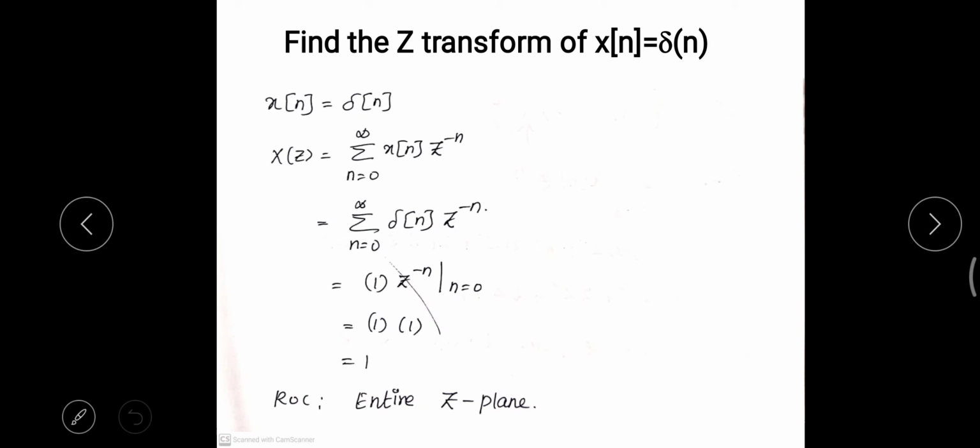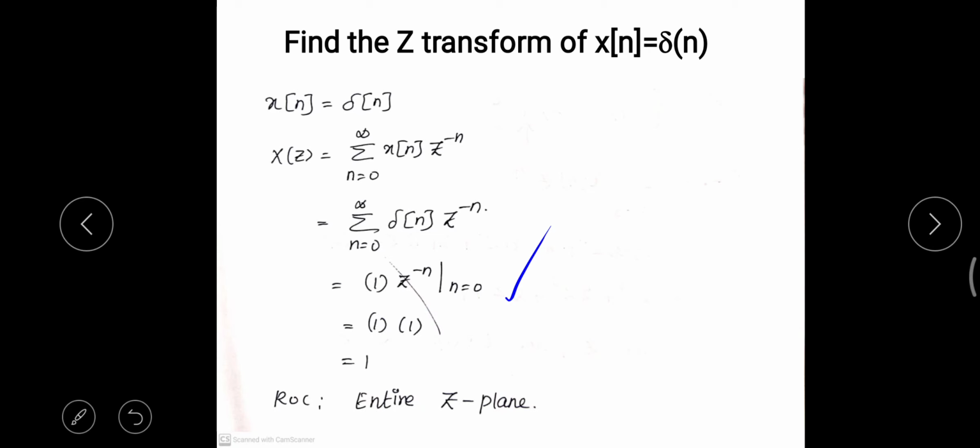Now we will move on to the next problem. Find the z transform of the unit impulse signal. That is nothing but your del of n. We all know that del of n is 1 only at n is equal to 0. Now you can substitute del of n is equal to 1 only at n is equal to 0, which is nothing but 1 into 1. So I am getting x of z is equal to 1.